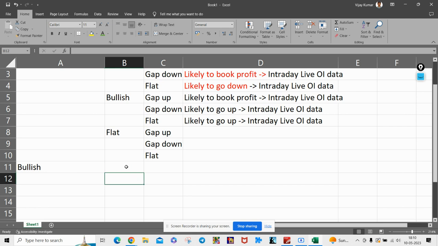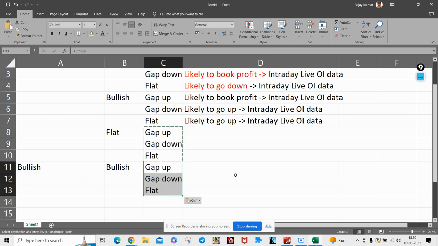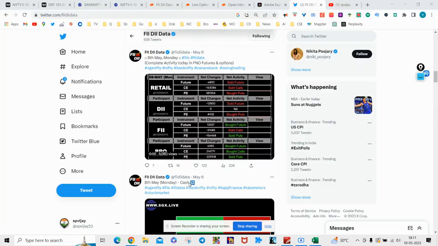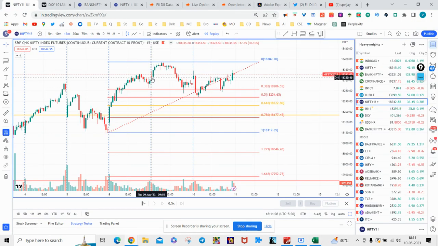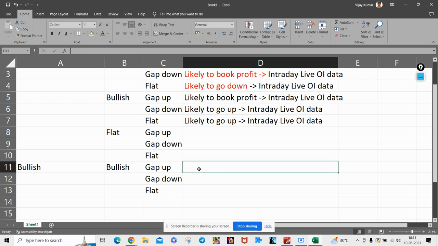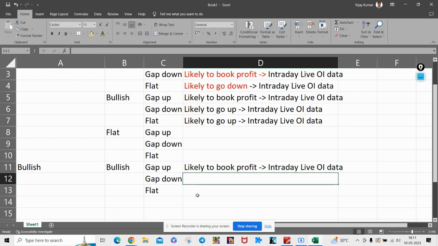In the bullish example, the EOD data is bullish, and there can be three cases again for that: a gap up, a gap down, and a flat market. On this day it opened gap up, right? Since it was a minor gap up, it's an almost flattish scenario. Of course, if it was a major gap up, the likelihood is it's likely to book profit, right? So when it is flat, it is likely to go up.